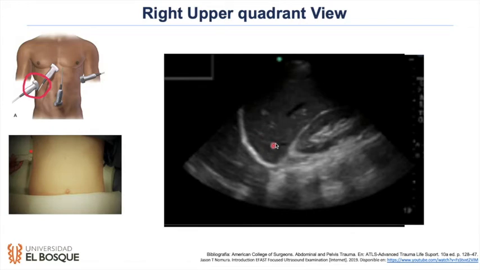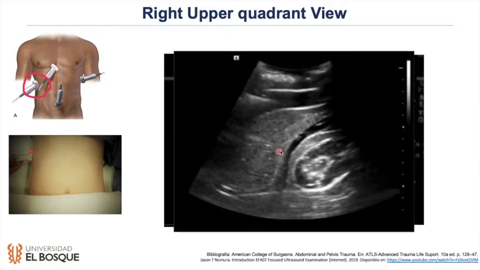So here is the liver, and here is the right kidney. As you can see, it is very easy to recognize. And this white line here is the one that we are talking about. So this is the normal view.